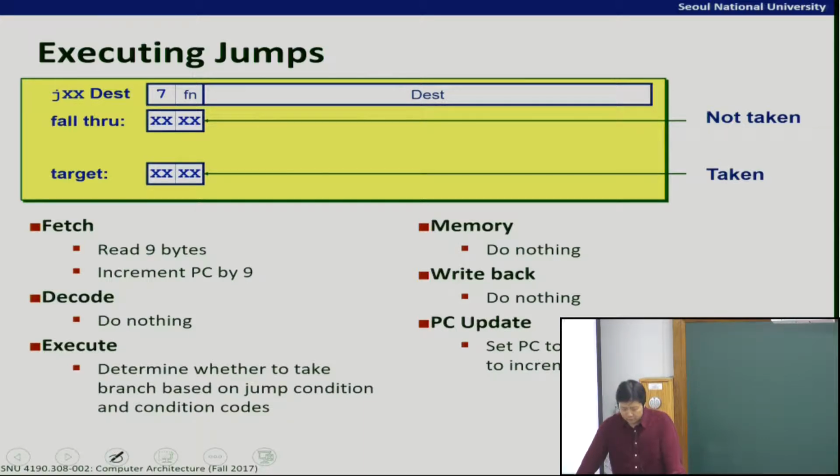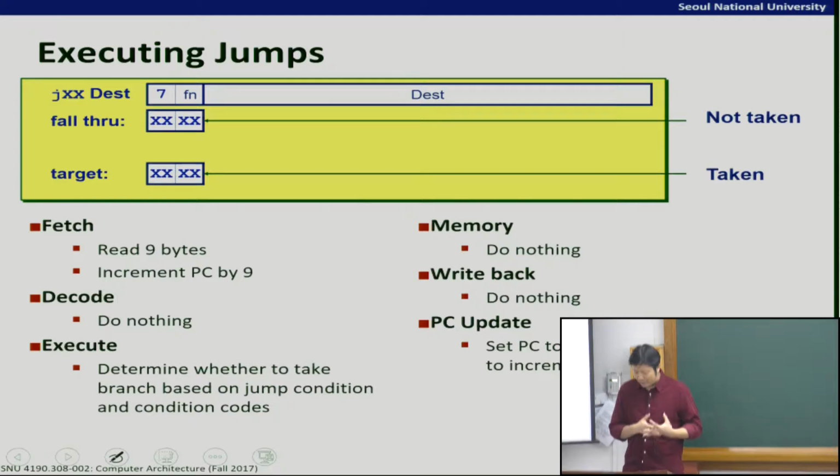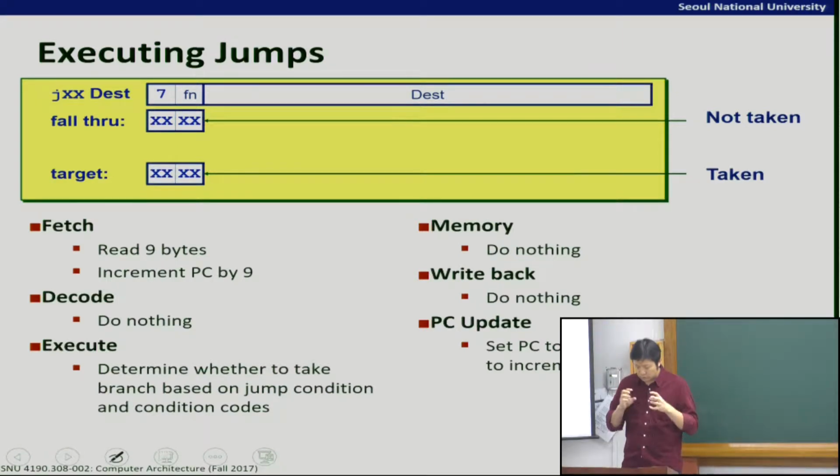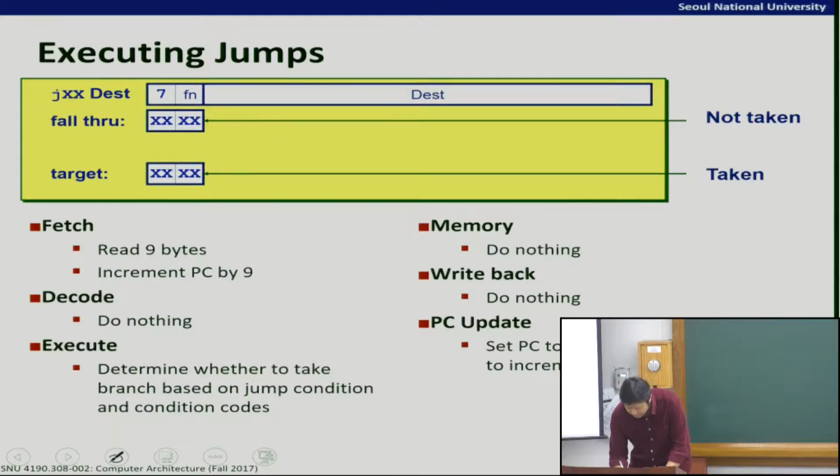In the decode stage, we do nothing, because the jump instruction doesn't require any register. You don't have to read a register here, so you can simply do nothing. And in the execute stage, you have to determine whether to take the branch based on the jump condition and the condition code. It's the same thing as in the conditional move, because depending on the value of this suffix, since it's jX, this is a suffix.